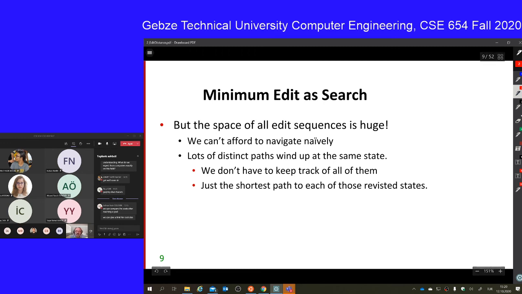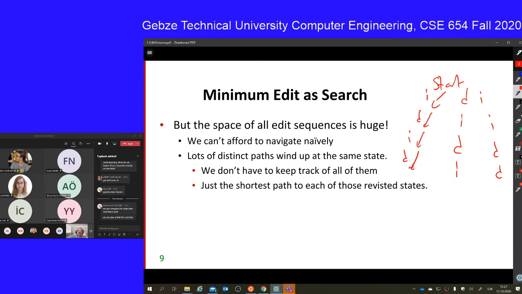The space of all edit sequences is huge, and we cannot afford to navigate naively. We need to be smart. And the thing is that from the start, insert, delete, and insert and delete is the same as delete, insert, delete, insert. It's the same as insert, insert, delete, delete. So I end up coming to the same state for many, many of the paths. Very many of them are exactly the same paths in terms of my goal. That's why we don't like this solution.